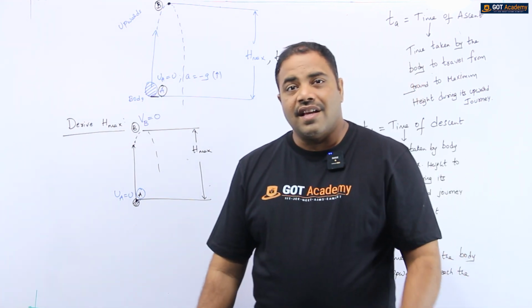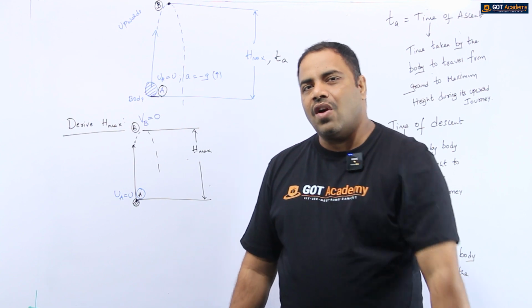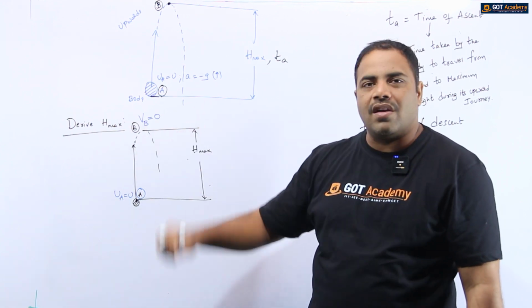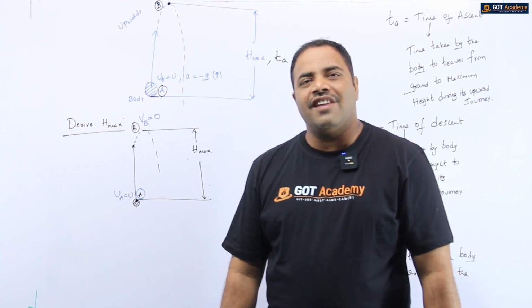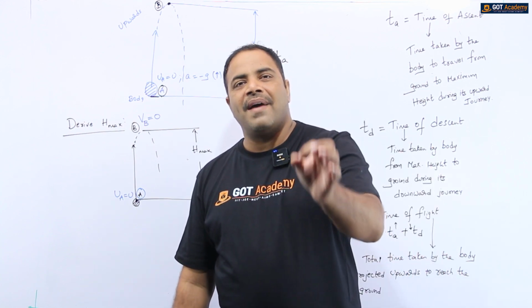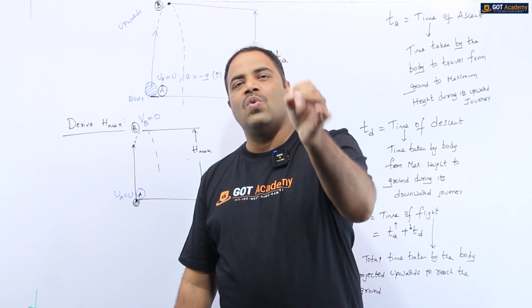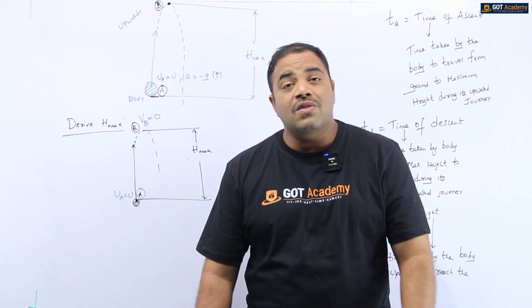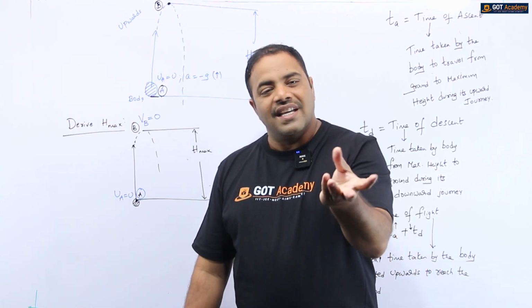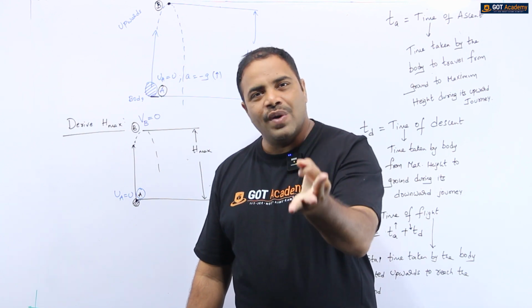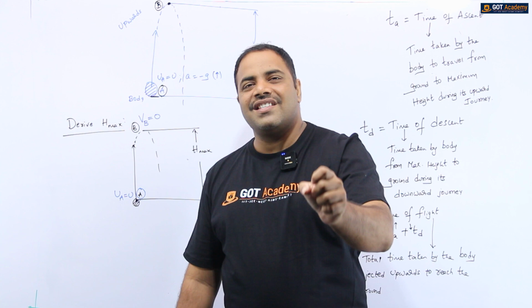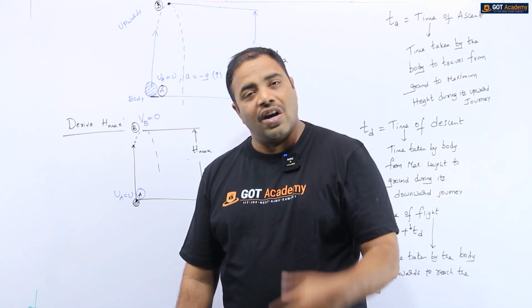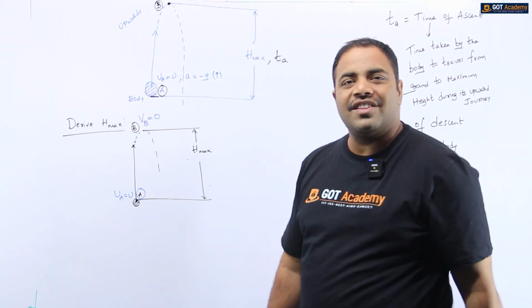Once again, if two velocities are known and the distance between them is known, then we have to go for kinematic equation 3. What is that equation 3? V square minus U square is equal to 2AS. Because V is one velocity, U is the other velocity, and in 2AS, S is the distance. So when two velocities and the distance are known, we have to go for equation number 3.